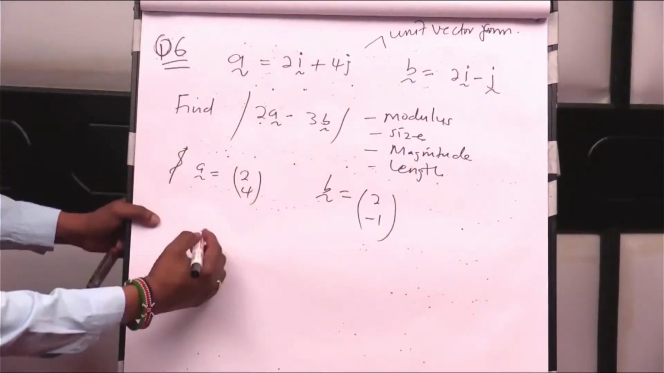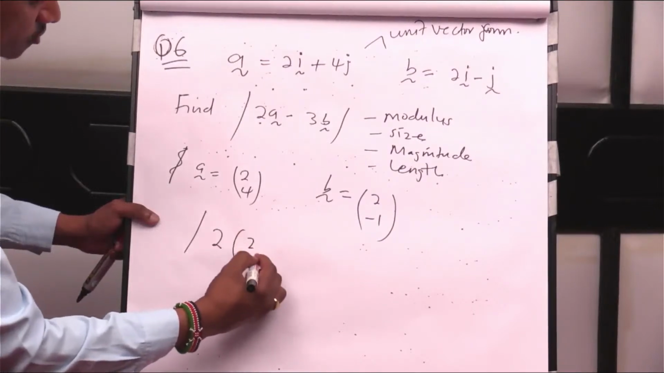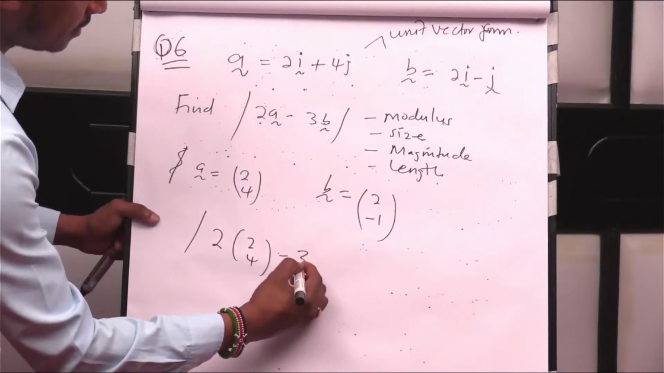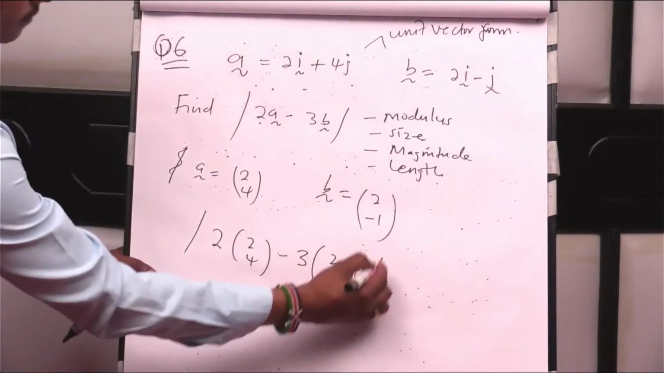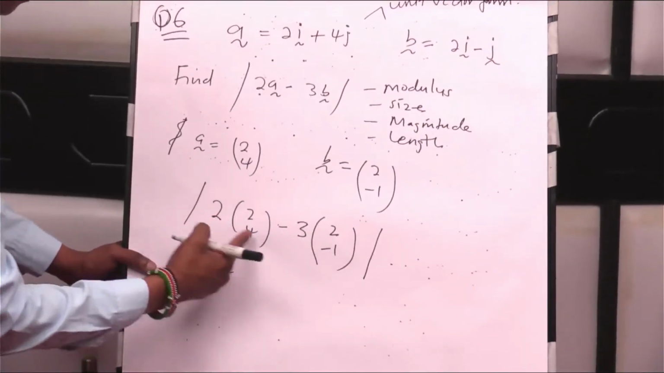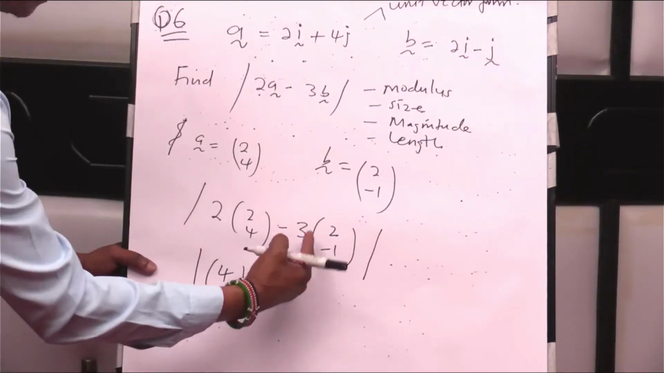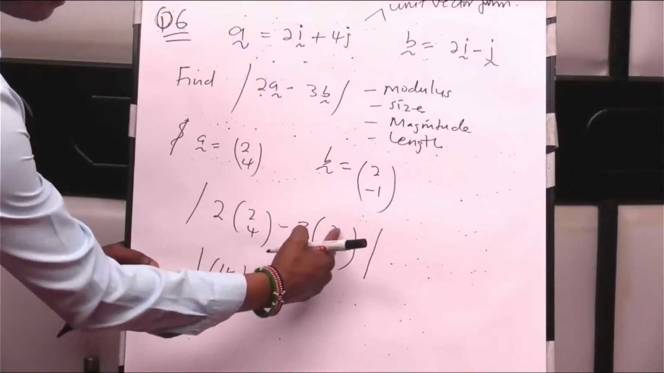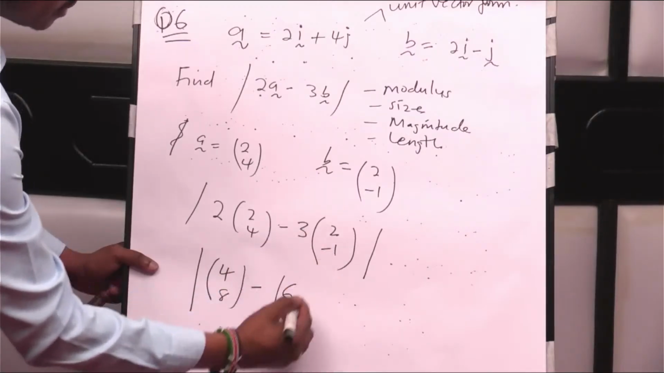Then come and replace here. Modulus of 2 into A. What is our A? 2, 4. Then minus 3B. 3 into what is our B? 2, minus 3. You replace that. So 2 times 2 is 4. 2 times 4 is 8. Minus 3 times 2 is 6. Then 3 times minus 3 is minus 9.